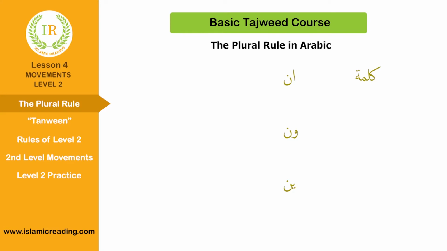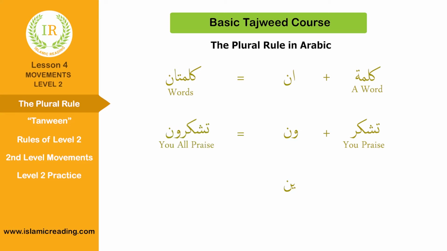This is a word, kalima, which means a word. If we add Alif Nun at the end of this word, it becomes kalimatan, which means two words. Next word is tashkur, which means you praise. If we add Vaw Nun at the end of this word, it becomes tashkurun, which means you all praise. And the third word is Muslim, which means a believer. If we add Ya Nun at the end of this word, it becomes Muslimin, which means believers.